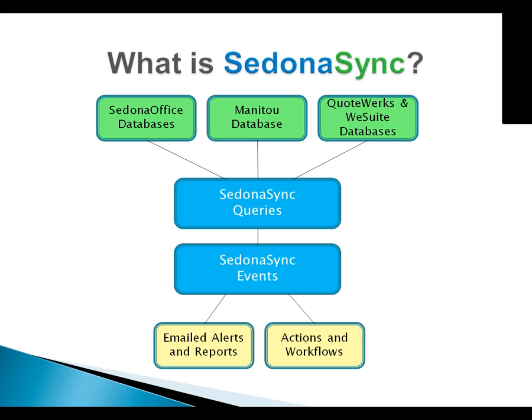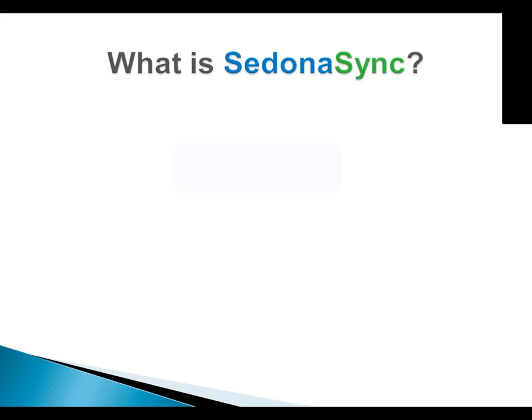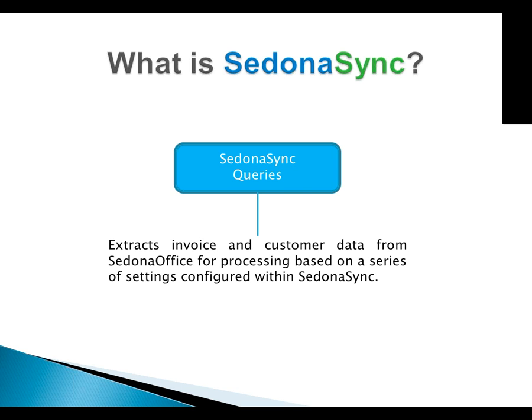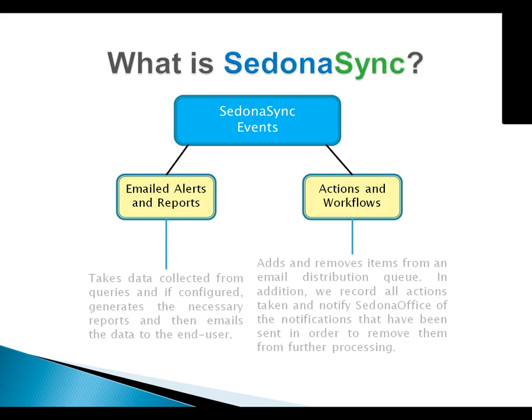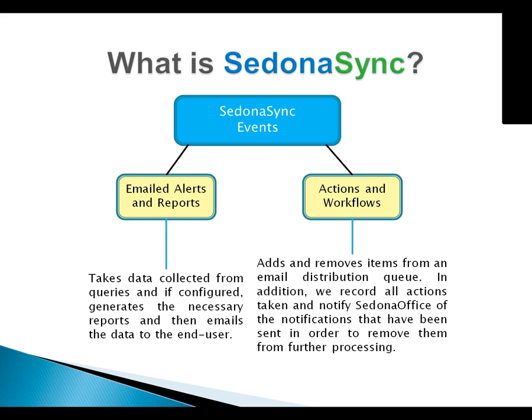The two main components, however, are the SedonaSync queries and SedonaSync events. The queries section is really responsible for extracting the information out of SedonaOffice based on criteria that gets predetermined during the setup of the event. From the event, we can then email reports, alerts, and other types of notifications out of the system. And as also discussed, we can then add, remove information from different areas within the SedonaOffice application and the email queue and distribution system, which OPT has created for SedonaSync as well.